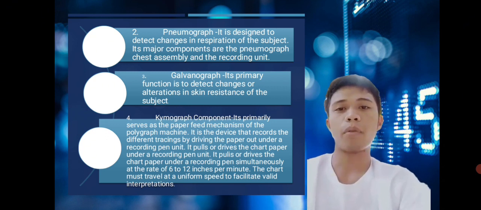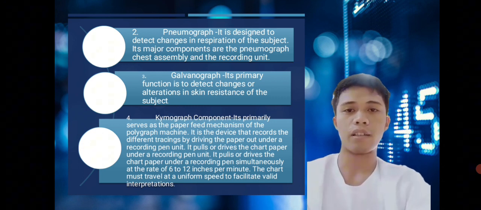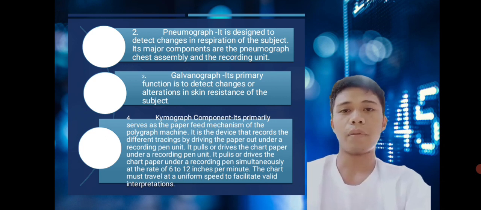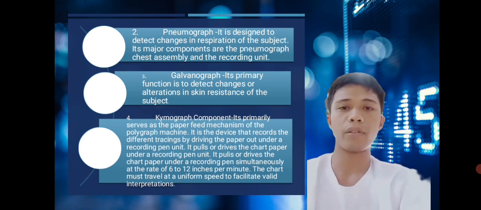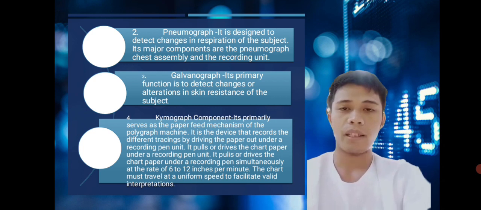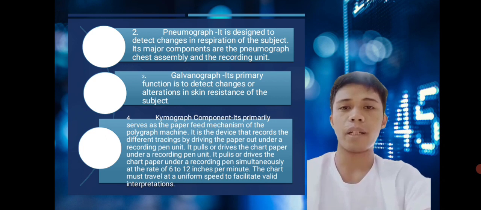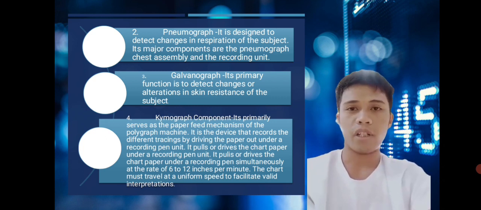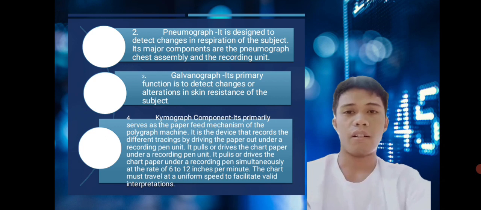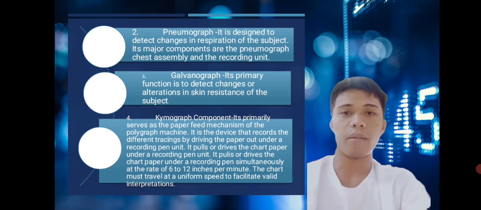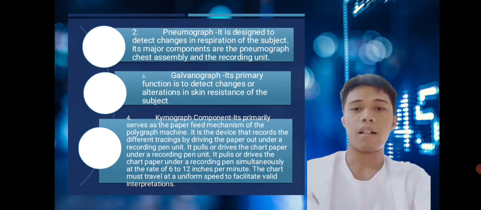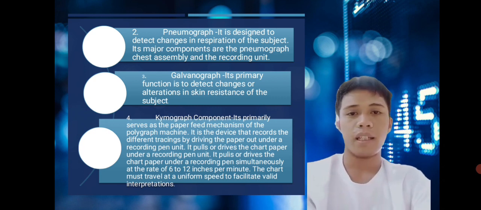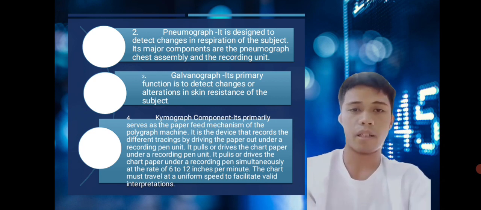Galvanograph components. Its primary function is to detect changes or alterations in skin resistance of the subject. It is made up of finger electrode, recording pen unit, and amplifier unit. Chemograph components. It primarily serves as the paper feed mechanism of the polygraph machine. It is the device that records the different tracings by driving the paper out under a recording pen unit. It pulls or drives the chart paper under a recording pen unit.